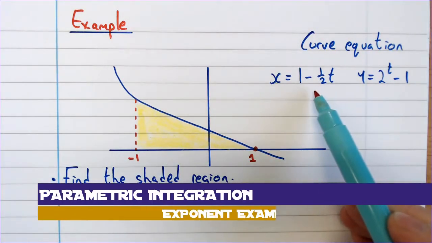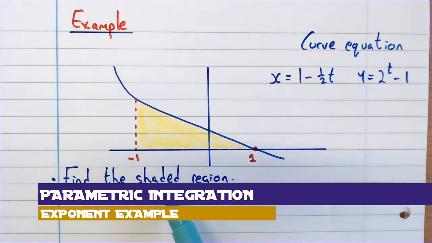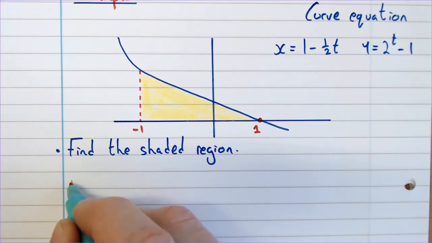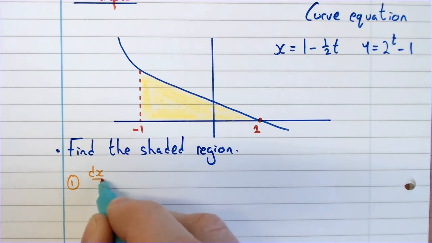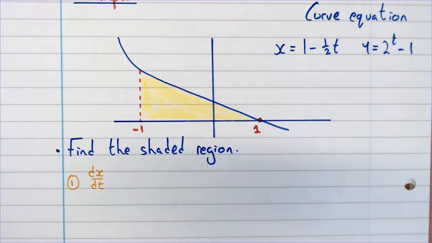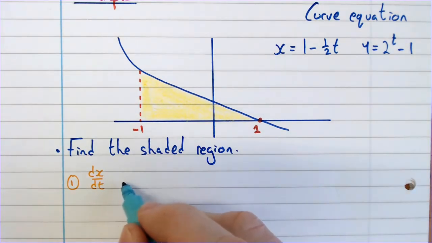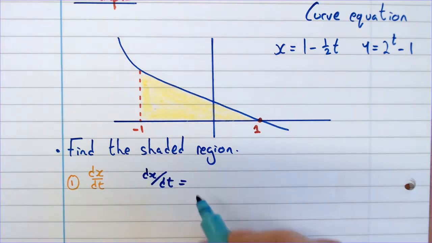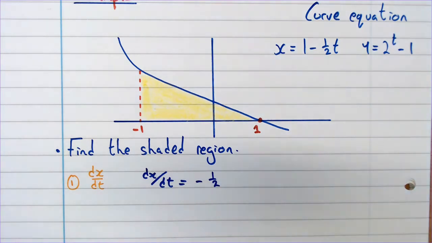For our last example, we're going to integrate the curve defined parametrically with an unknown power. This time we've got y equals 2 to the power of t minus 1. It's basically the same as before, except we've got an unknown power we'll have to integrate. So we're going to find this yellow shaded area between minus 1 to 1 under the curve defined as x equals 1 minus a half t, y equals 2 to the t minus 1.